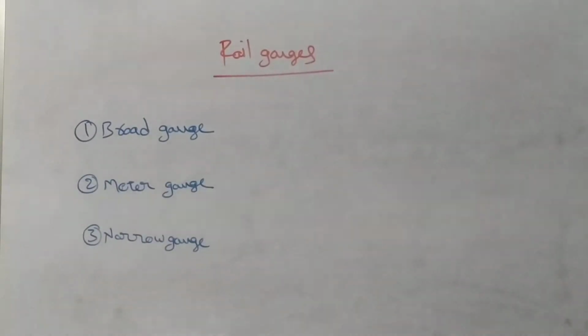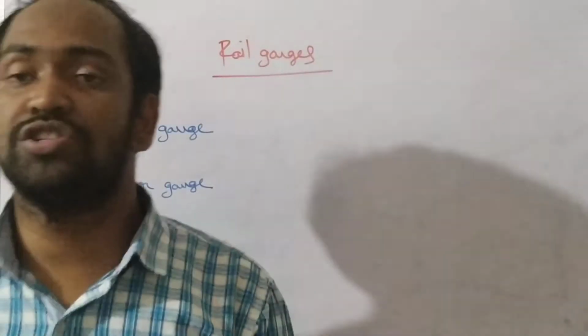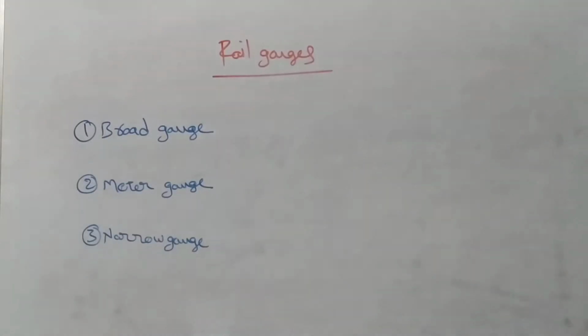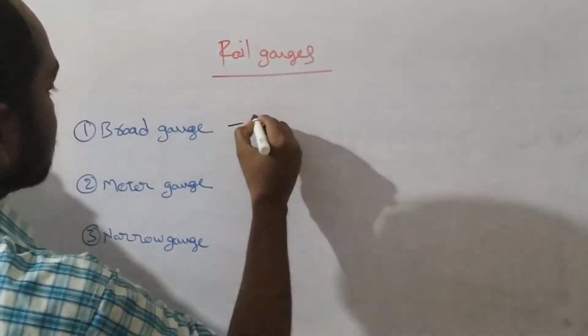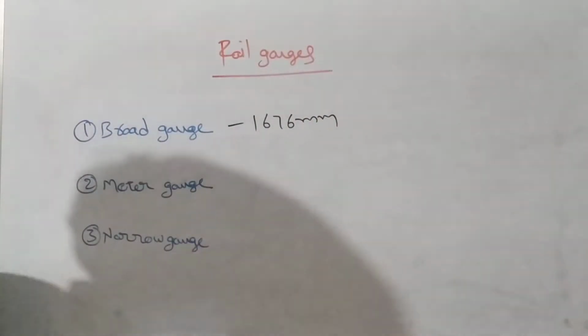These are the three types of gauges which are used in India. First one is broad gauge, next one is meter gauge, and next one is the narrow gauge. First, coming to broad gauge. The distance between two rails in the case of broad gauge is 1676 mm. This is the world's largest gauge.